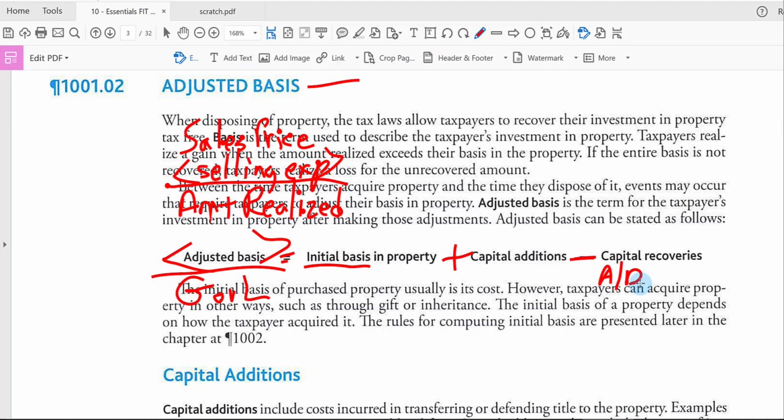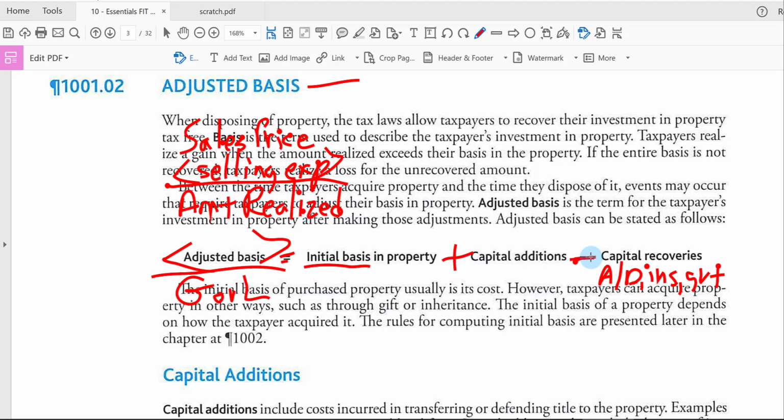Another recovery would be if the owner of the property has received insurance proceeds if some part of the property has been destroyed or damaged. Another recovery would be from the government or maybe even a utility to make use of their property. Sometimes we call that a condemnation or an easement. Maybe the utility wants to run an electrical line through your property, and they compensate you for that by giving you some type of proceeds that you subtract now from your initial basis.